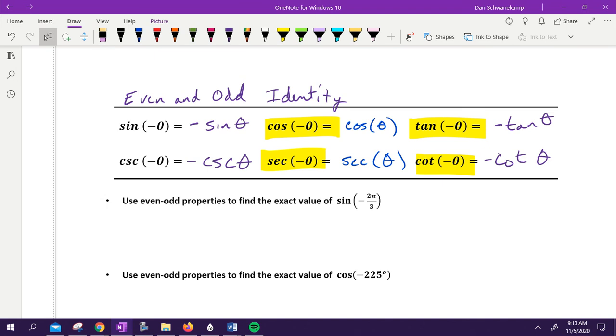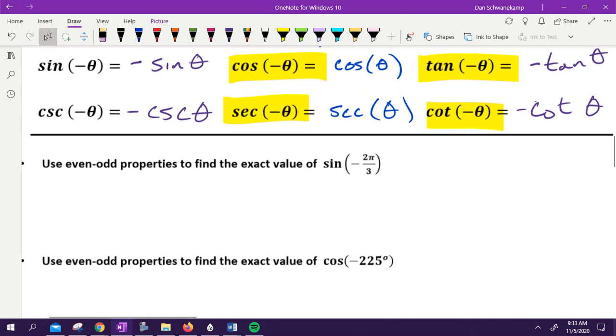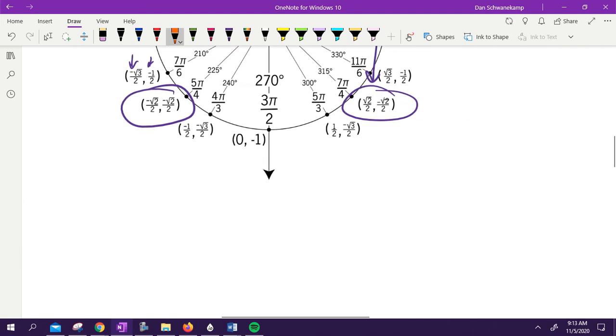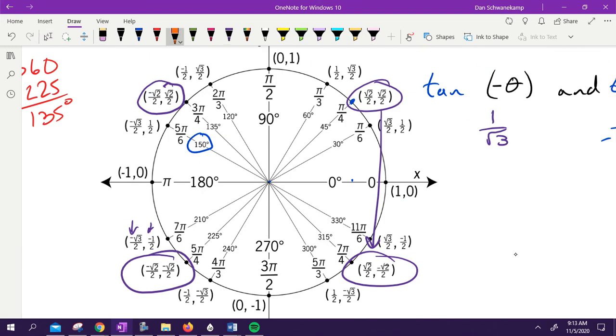This is something we will use occasionally. We're not going to use it all the time, but it's a good idea of what's going on. Even odd properties. Find the exact value of sine of negative 2 pi over 3. There are two ways you could do this problem. The first way you could do this is say, all right, negative 2 pi over 3. Which angle on this unit circle is the same thing as negative 2 pi over 3?